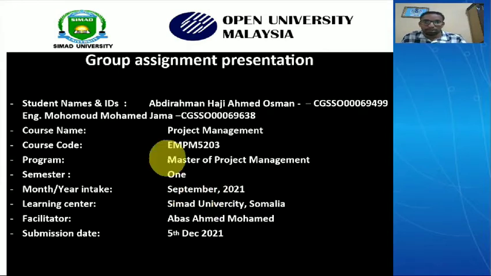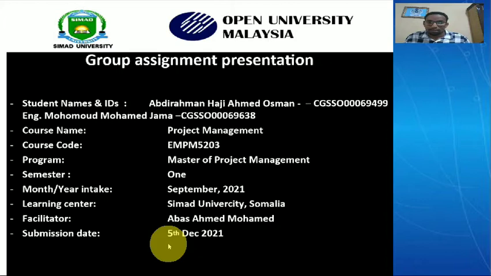Here you can clearly see our full name, Abdirahman Haji Ahmed Osman, with the matrix number. My colleague, Mohamoud Muhammad Jama, with his matrix number. The course name is project management. The code name is here, as you can see. The program is Master of Project Management, and we are semester one. So the learning center is Simad University, Mogadishu, Somalia.